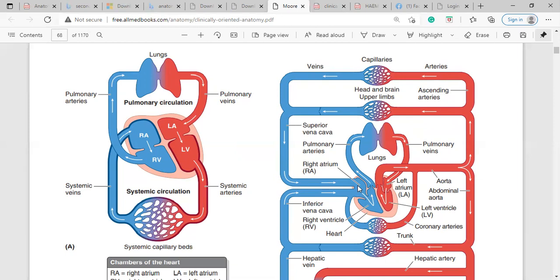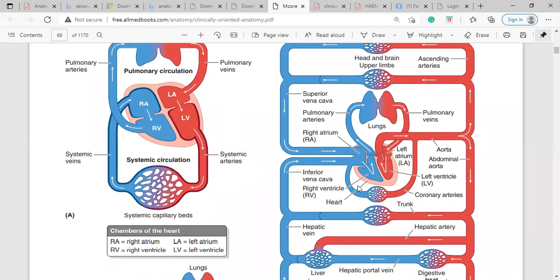The pulmonary circuit starts from the right ventricle and ends in the left atrium, while the systemic circuit starts from the left ventricle and ends in the right atrium. Both of them have both oxygenated and deoxygenated blood.